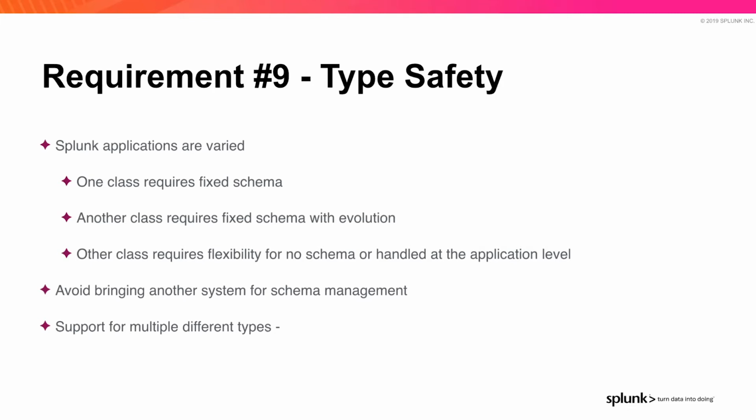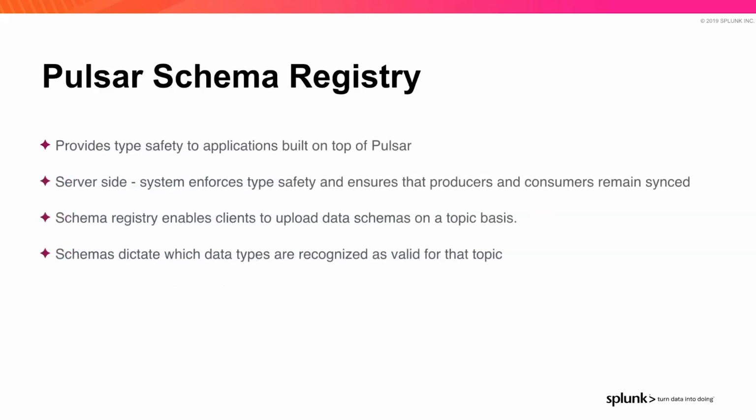So we don't want to bring in yet another system for schema management and support for different schema types itself. So Pulsar provides an inbuilt schema registry that provides type safety to applications, and its server side system enforces type safety and ensures that producers and consumers remain synced with respect to schema. Schema registry also allows clients to upload schemas on a topic basis, and schemas dictate what data types are recognized as valid for that topic.